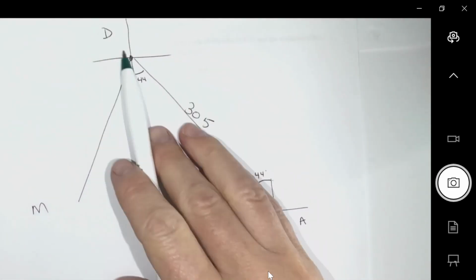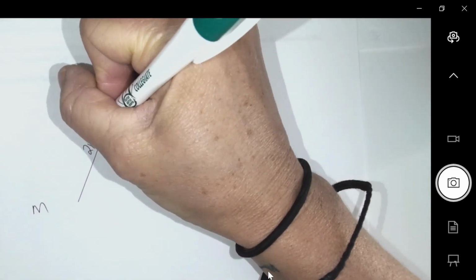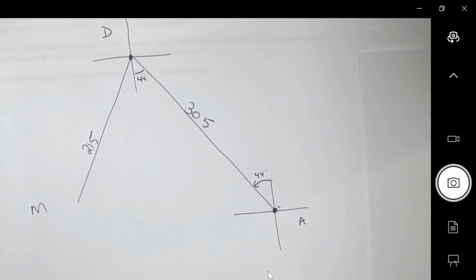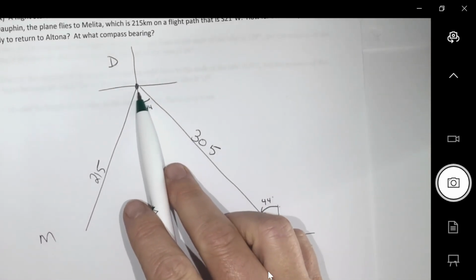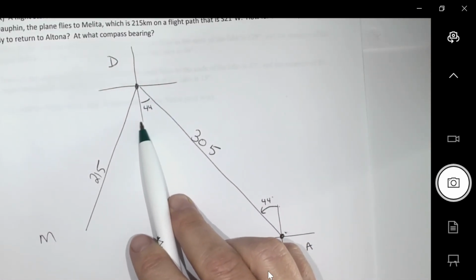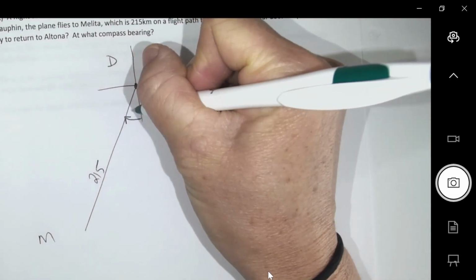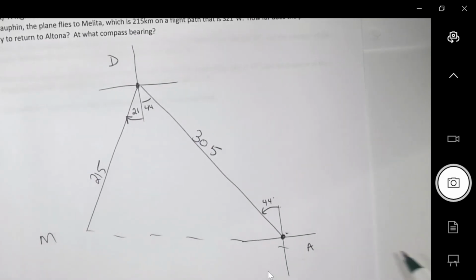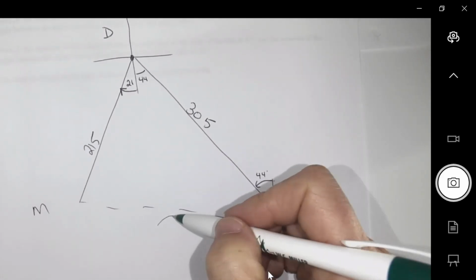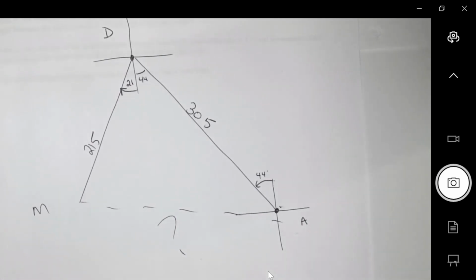After stopping at Dauphin, now we're going to go to Melita. So 215 kilometers. And we're going to be going south 21 west. So when we leave Dauphin, south 21 west. Okay, now my question is going to be about getting back to Altona. This is going to be how far, and we're going to have to figure out our compass bearing yet.